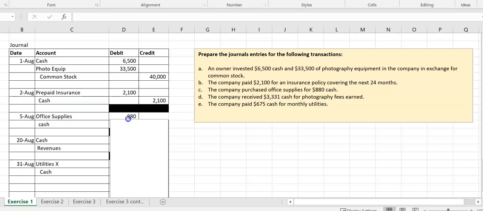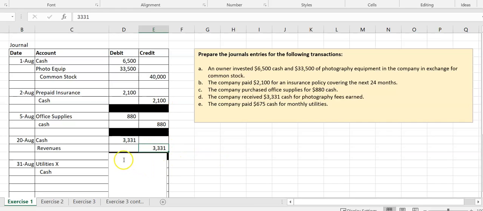The next one is the company purchased office supplies for $880 in cash. Again, you know what the cash entry is because you're using cash, so it's a credit. Office supplies are an asset, so that's going to be a debit. You're trading an asset for an asset. And then you receive cash. What does that mean? Your cash goes up, right? So now you're increasing your cash by $3,331. See this right here? And you have to record that you made revenues. And revenues is a credit, and it ends up in owner's equity.